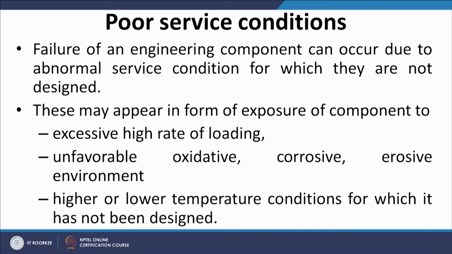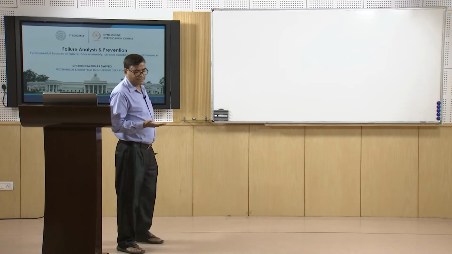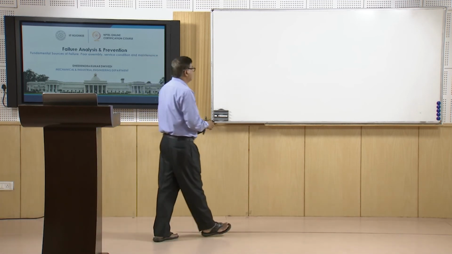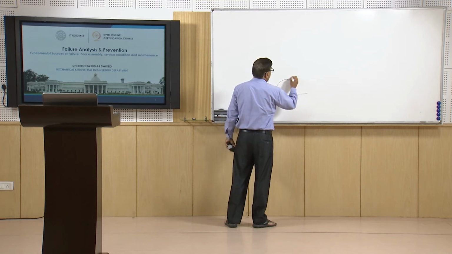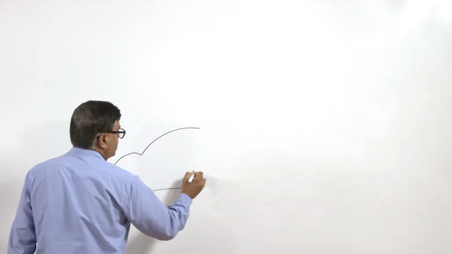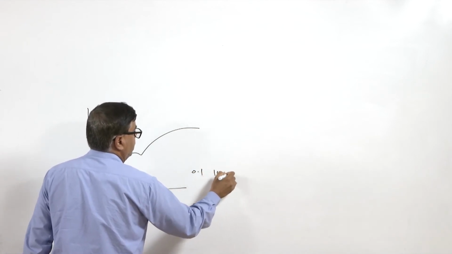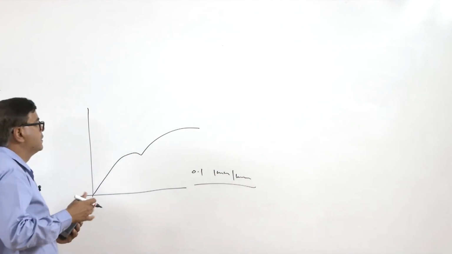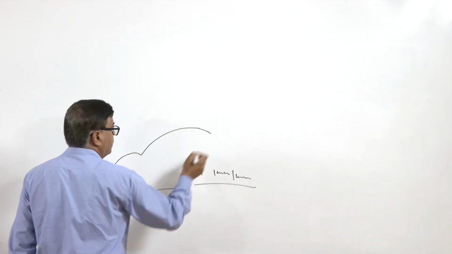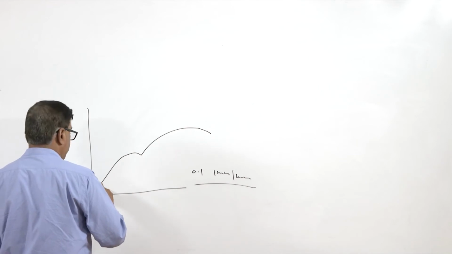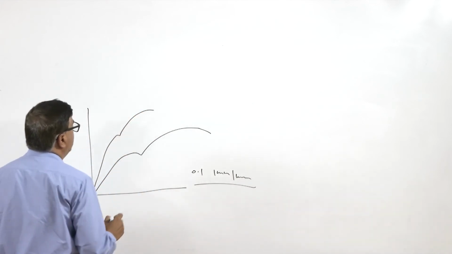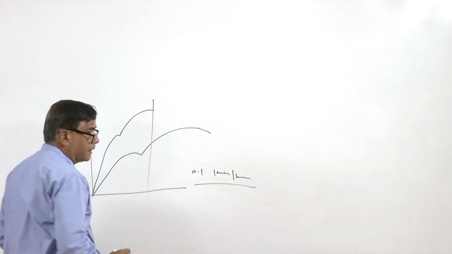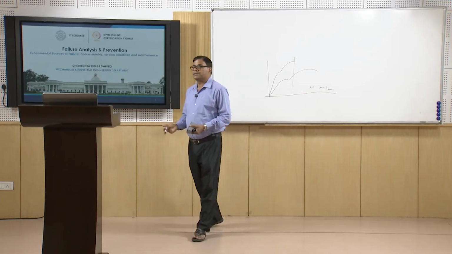if the component has been designed using tensile test parameters, tensile properties like say yield strength and ultimate strength, which are conducted under very low strain rate conditions, maybe like say 0.1 or 1 mm per minute, that is showing the behavior under these conditions. But if it is exposed to like say 10 mm per minute or 100 mm per minute loading conditions, then it will show a different kind of behavior. It will show much higher strength but reduced ductility. So, the behavior of the material changes with the rate of loading.